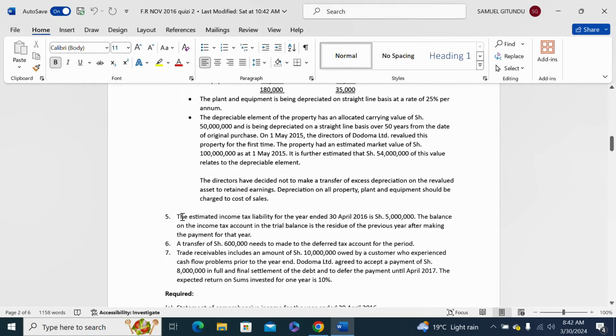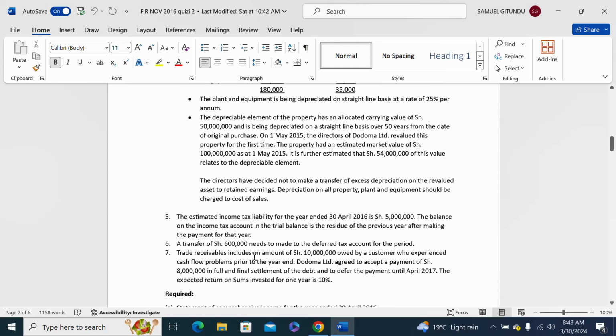Number 5. The estimated income tax liability for the year ended 30th April 2016 is shillings 5 million. The balance on the income tax account in the trial balance is the residual of the previous year after making the payment for that year. At number 6, a transfer of shillings 600,000 needs to be made to the deferred tax account for the period.